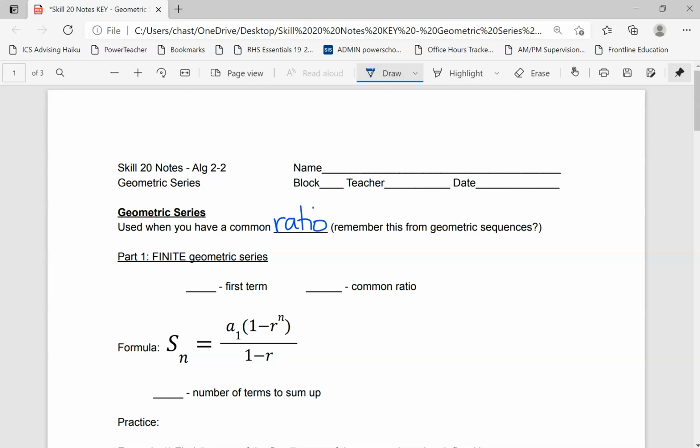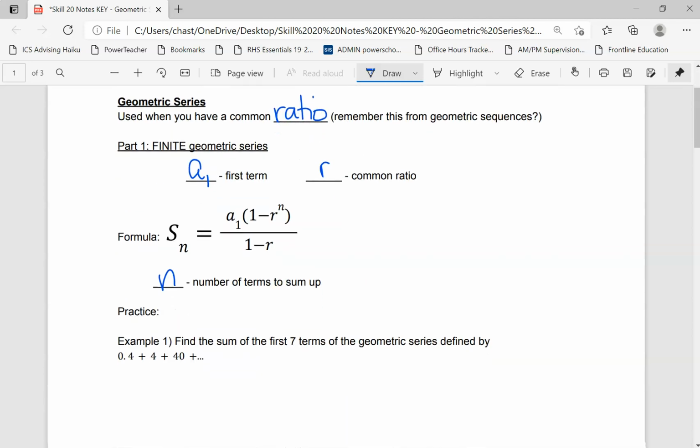All right, so some notation. We're going to use the formula S sub n. S sub n is our notation for a series, so we're going to be finding the sum of n terms. n is the number of terms to sum up. Our first term will be denoted by a sub 1, and our common ratio is r. So we need to know those things in order to use this formula.